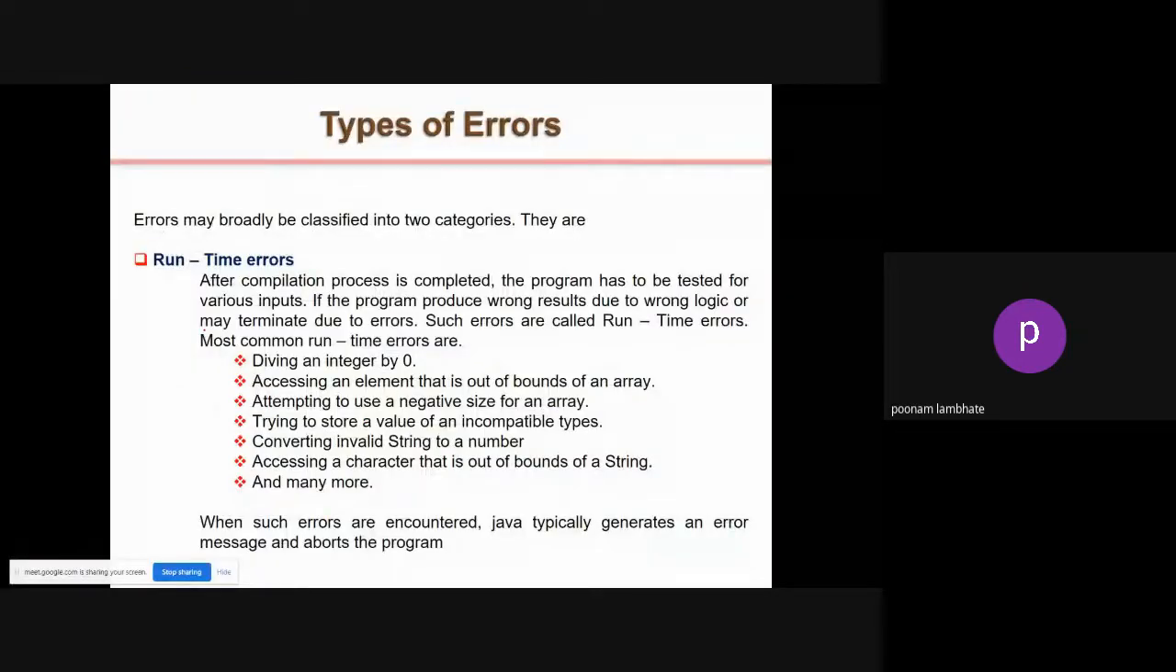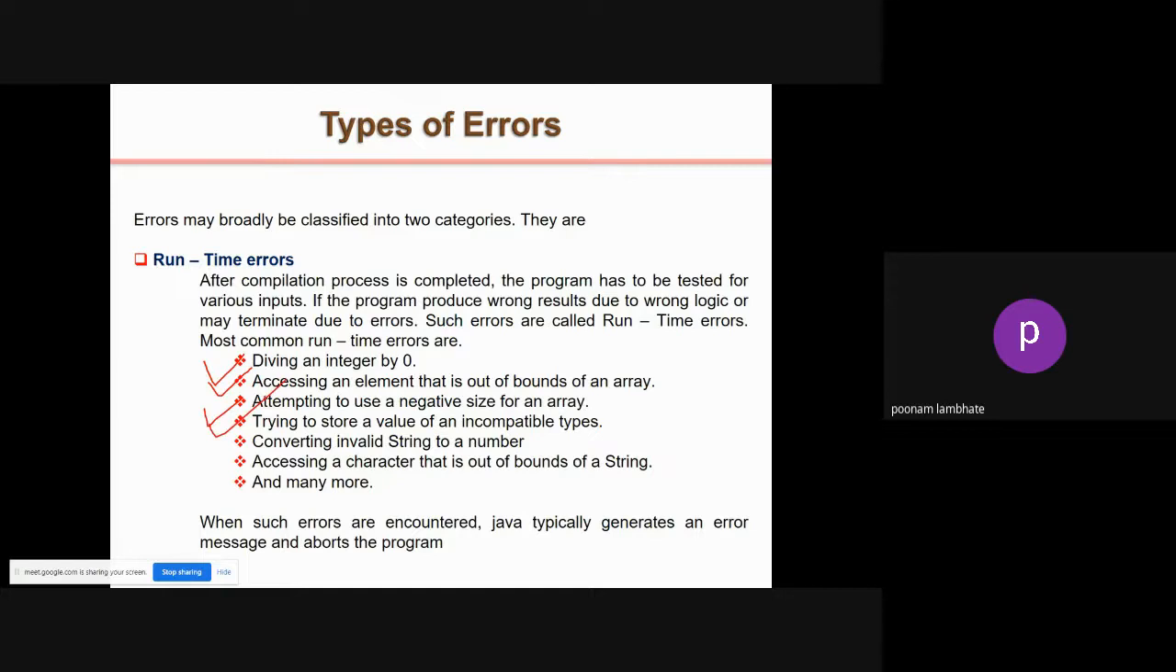So most common runtime errors have been listed here. Divide by zero error. Then accessing an element which is outside the bound of your array. That's what I said, index 10 is not there for an array of size 8, right? Then attempting to use negative size for an array. Like if you write a of 5, maybe the array can store 5 elements maximum. If you are writing a of minus 5, then that is again an error. It's not possible to have negative size, right? Then trying to store a value of incompatible type.